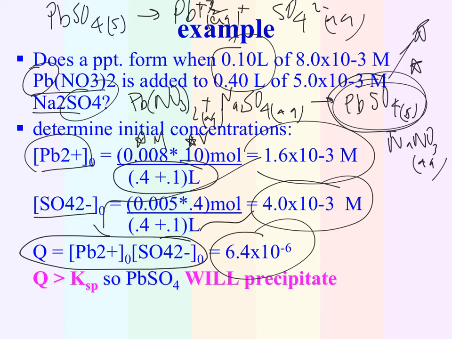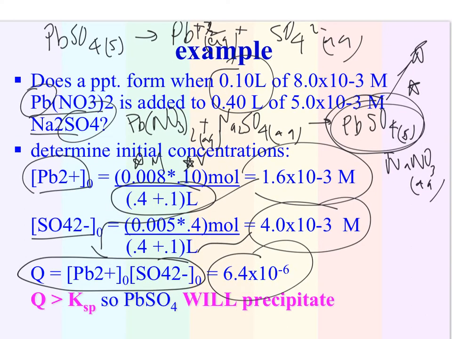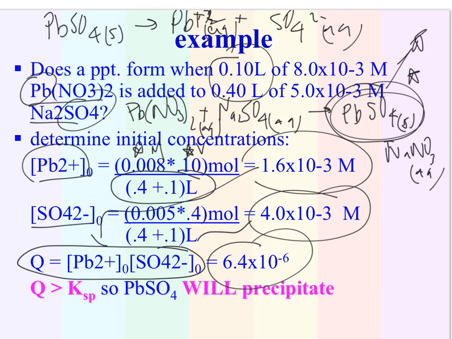So where would I get my K value? Well, the Ksp values for lead sulfate and a bunch of other options are available in the back of the book. If you went to Appendix D, you'd be able to find those values. The Ksp value listed for lead sulfate is 6.3 times 10 to the negative 7th. So that definitely is smaller than the Q value. Since Q is bigger than K, lead sulfate is actually going to precipitate in this situation.